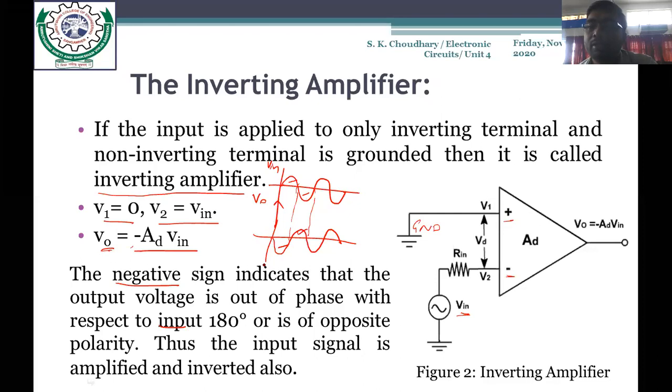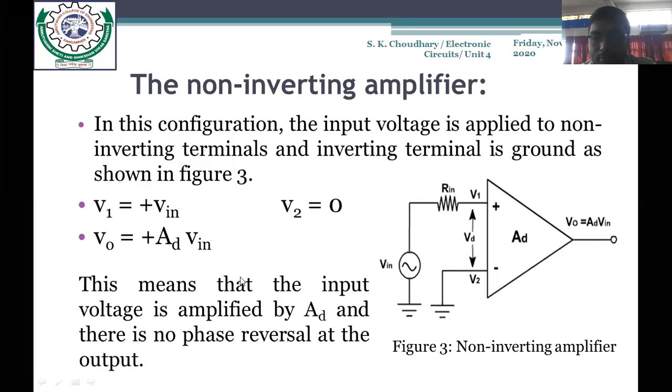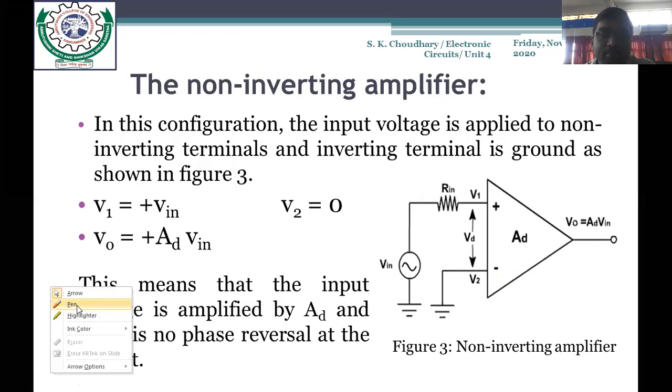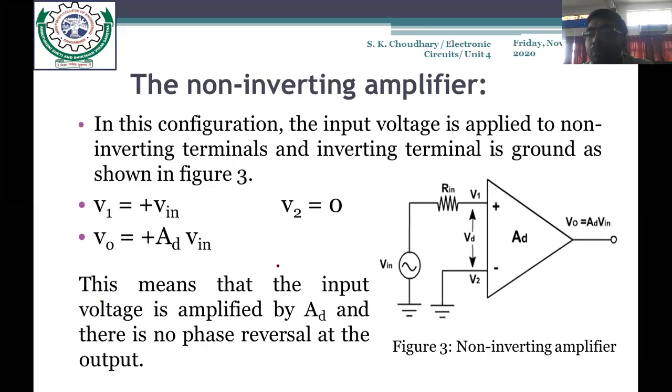Now we have to refer to the third open loop configuration, that is the non-inverting amplifier. So you can see the changes we have made in the connections. In this configuration, the input voltage is applied to the non-inverting terminal. You can see Vin is applied to the non-inverting terminal, meaning the positive terminal, through Ri. And the inverting terminal is grounded now. So in this case, V1 is equal to Vin and V2 is equal to 0. So V0 is equal to what? Ad times (V1 minus V2). So Vin minus 0, that is Ad Vin.